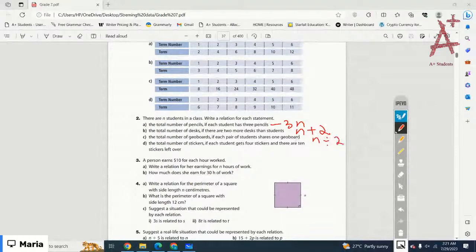The total number of stickers if each student gets 4 stickers and there are 10 stickers left over. Each student gets 4, so 4 times n, and 10 left over. That means you have 10 more stickers than 4 times the students.